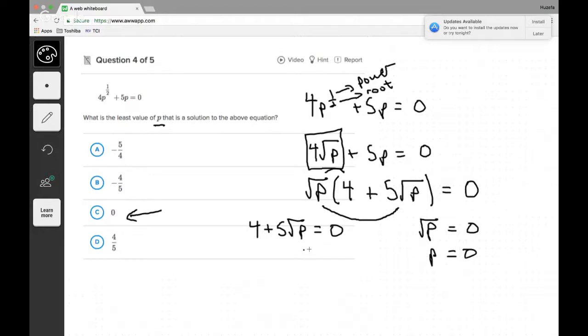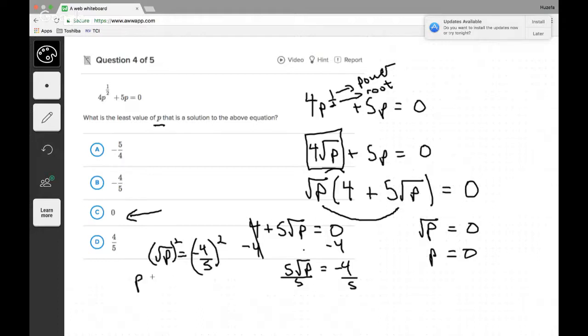And then this one we got to isolate, right? So we're going to subtract 4. We got 5 times square root of p equals -4. We're going to divide both sides by 5. Now we have square root of p equals -4/5. And then we're going to square both sides again to get rid of this square root symbol. And we got p equals 16/25. There's a second answer. And so they said they want the lesser of the 2 values.